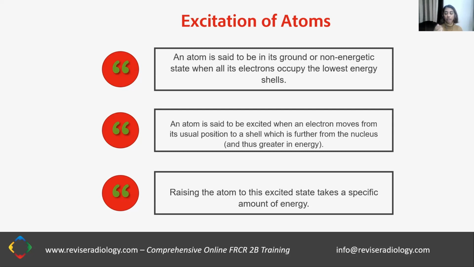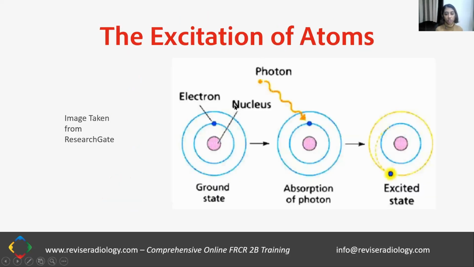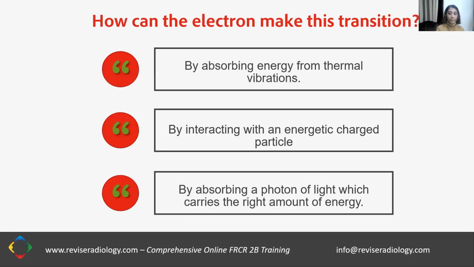And we know that to raise the atom to this excited state, the electron has to absorb a specific amount of energy. So this is just showing what might happen. So the electron is in its normal position around the nucleus. It absorbs a photon, which gives it the energy that it needs to move itself from the lower energy shell to an excited state. So how can the electron absorb this energy that it needs?